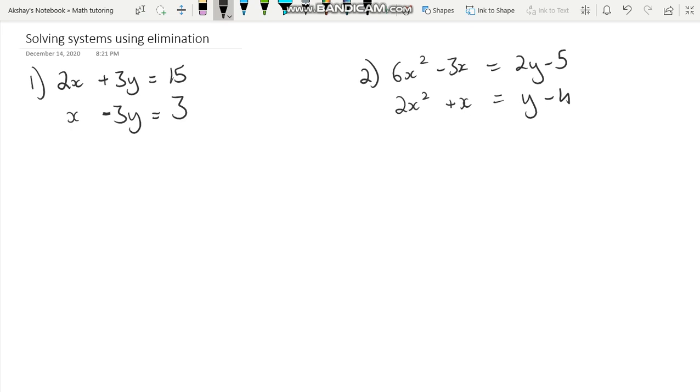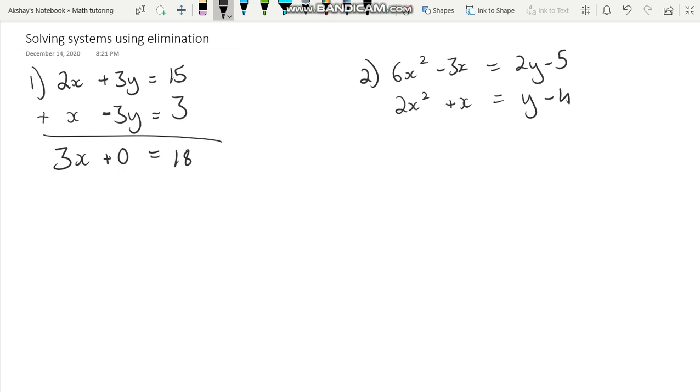So our first question is 2x plus 3y is equal to 15, x minus 3y is equal to 3. And now this is a good case for us to eliminate our y because we have a plus 3y and a minus 3y. So if I add both of these functions, I have 2x plus x, which gives me 3x. I have positive 3y minus 3y, which gives me 0. And I have 15 plus 3, which gives me 18.